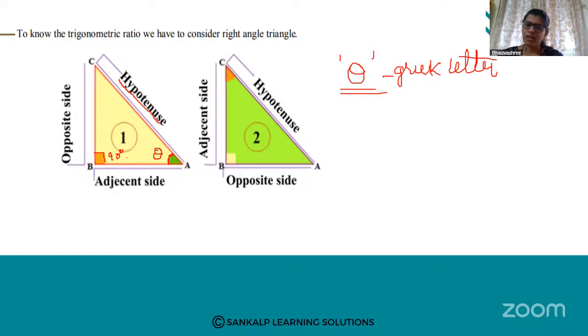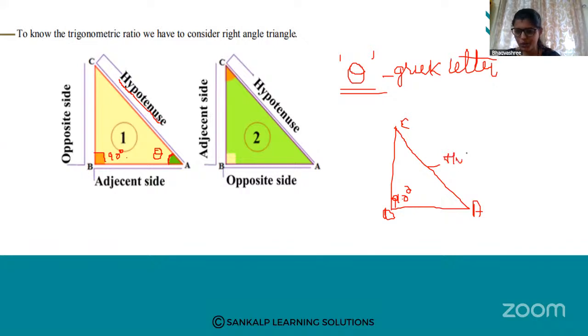Next, see here, it is a right angle triangle ABC. At point B it is 90 degrees. So this one is the hypotenuse, right? And here we are considering theta here. Theta position is at point A. Next is the side which is opposite to the theta. Theta is here and the side opposite to the theta is BC.